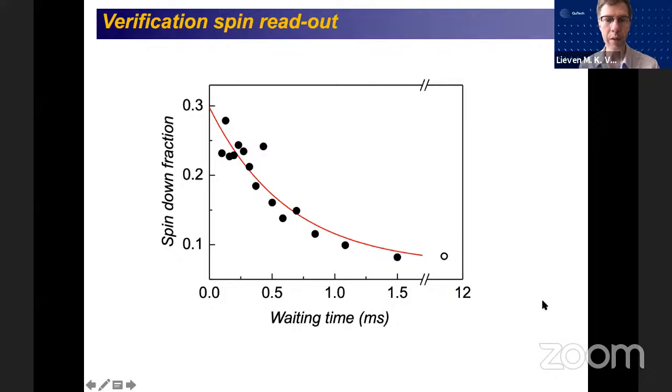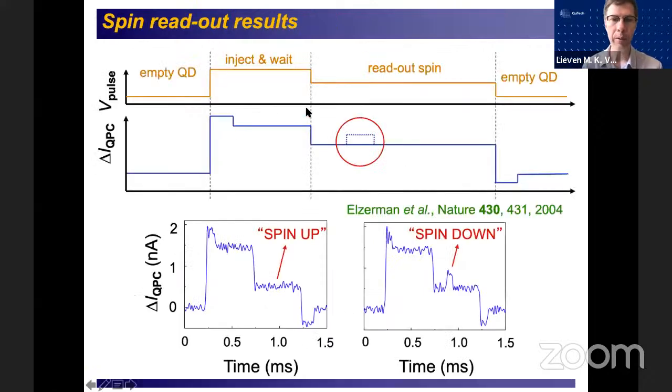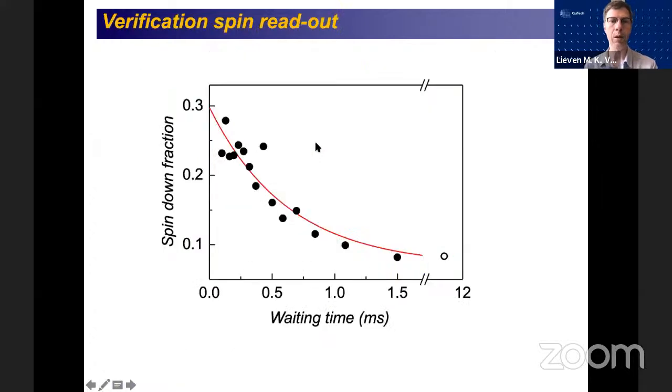So how did we test back in 2004 that our readout was working? We would increment the time between the moment the electron was injected and the time we started the measurement. Naturally, the longer you wait, the more time you give the electron to relax to the ground state, and the lower the spin down fraction should be. And that's what we saw. We saw this exponential decay, and that gave us confidence that our spin readout was returning something sensible, because at the time we weren't able to rotate the spin yet.